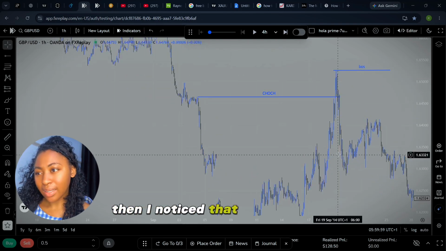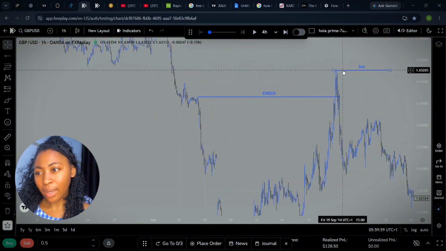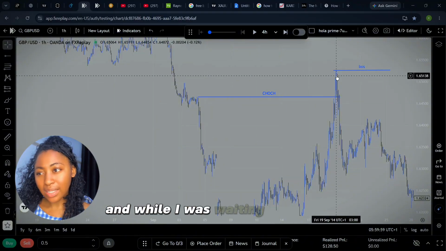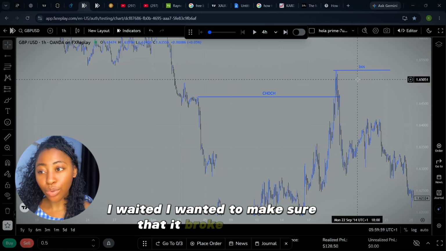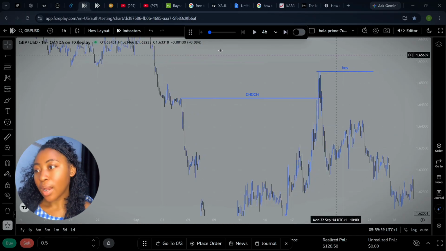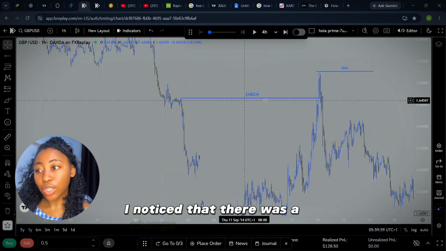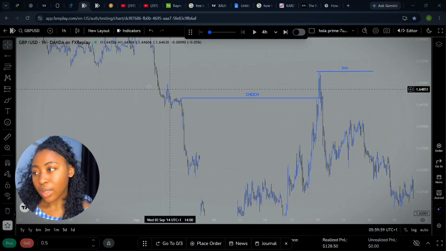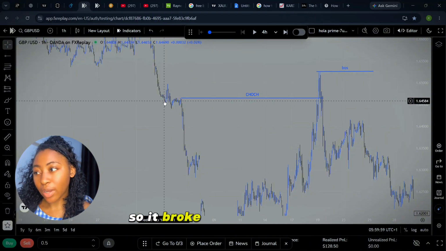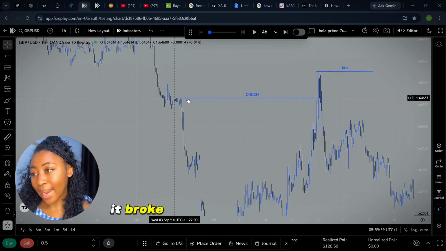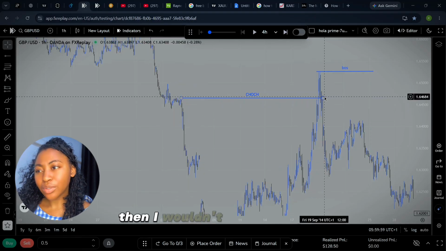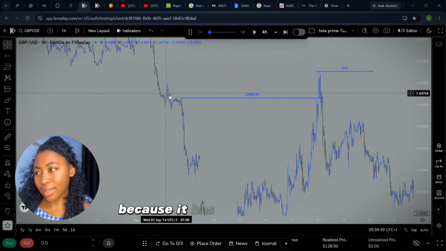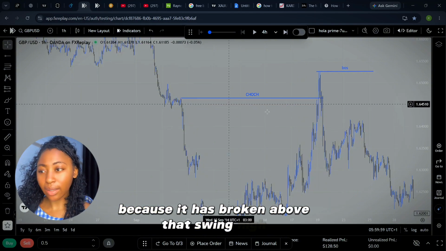Then I noticed that it moved up, and while I was waiting, before I took this trade, I wanted to make sure that it broke structure, because I noticed that there was a change of character here. So it broke above this swing high here. Then I could start buying, because it has broken above that swing high.